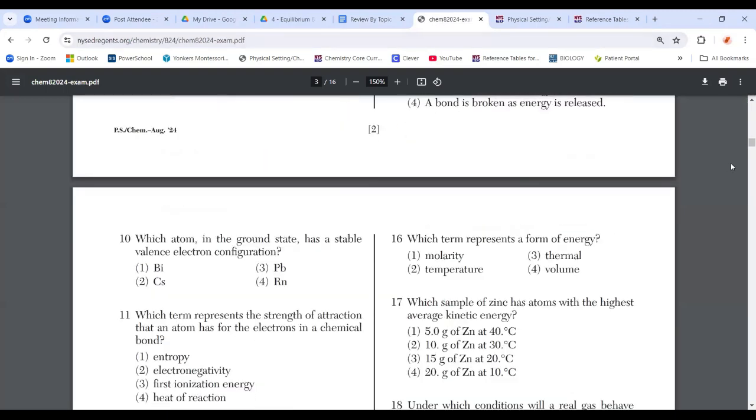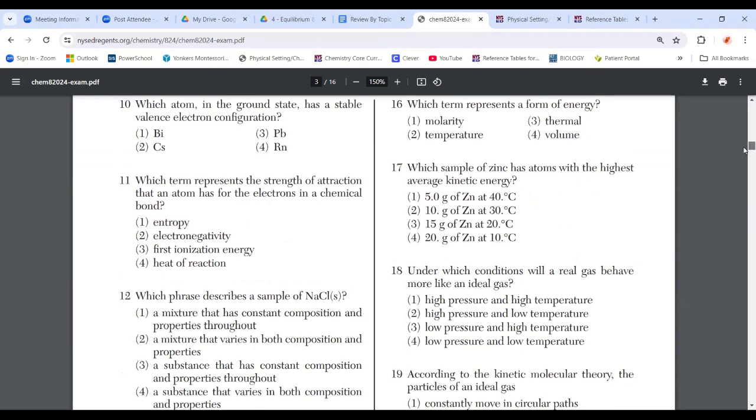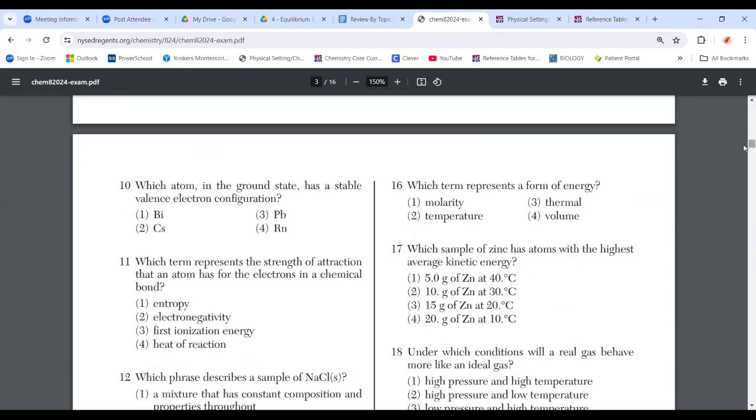Which term represents a form of energy? This is memorization. I'll tell you right now, for chemistry, there are many types of energy. For chemistry, we learned thermal, mechanical, chemical, nuclear, and electrical. Chemical energy comes from a chemical reaction. Electrical energy is any kind of energy that produces an electrical flow of charged particles. So it could be a chemical reaction like a voltaic cell producing a flow of electrons, which is now electrical energy.